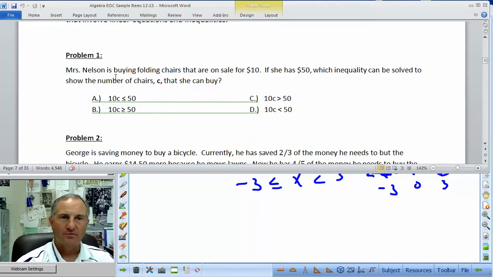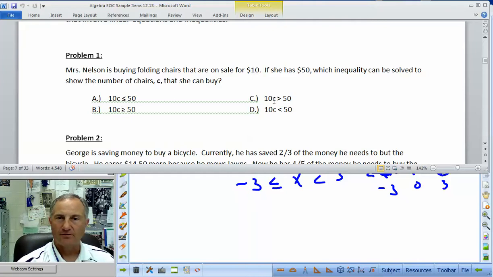Problem 1. Mrs. Nelson is buying folding chairs that are on sale for 10 bucks. If she has 50 bucks, which inequality can she use to show that when she buys C chairs, how many can she get? Okay. Well, if C is the number of chairs she wants to buy, and they're $10 a piece, 10C is the cost of those chairs. And she only has $50, so 10C is less than or equal to the $50. So that's right there, it's A.